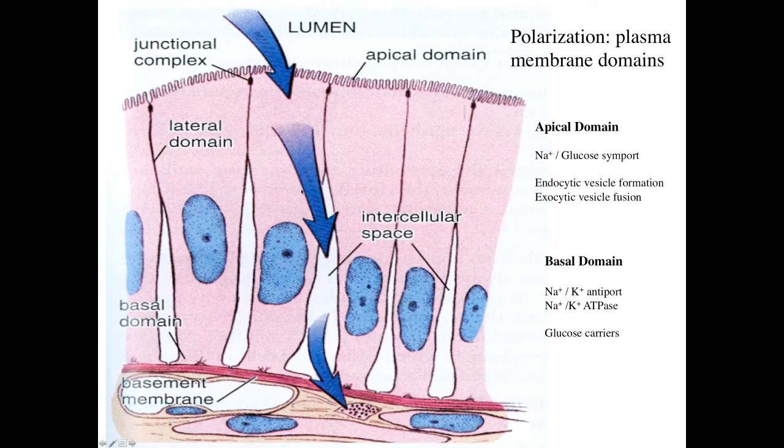This cartoon gives an example of polarization of epithelial cells with respect to plasma membrane domains. So you may be bringing material into the epithelial cells from a lumen, and these materials may transport across the epithelial cells and may be exocytosed at the basal side of the epithelial cells. As we suggest, there are some junctional complexes in epithelial cells. We've talked about the sodium glucose symporter. We will talk about endocytic and exocytic vesicle formation. We've talked about glucose carriers, and we've mentioned, for example, the sodium potassium ATPase, and there are sodium potassium antiporters that can be found in the basal domain of epithelial cells.